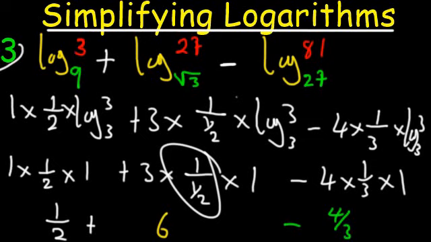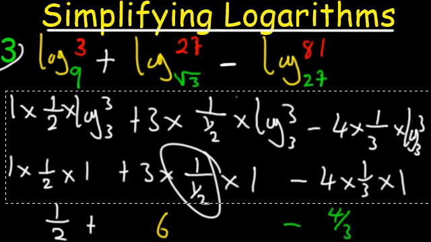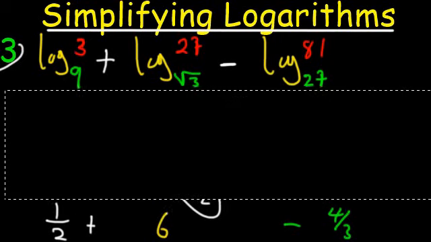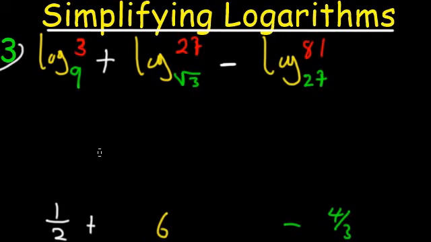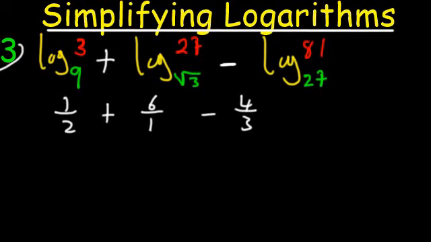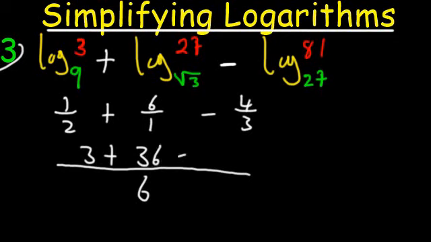Good. So at this point, we just need to find the LCM and solve for the final answer. Now we have 1 over 2 plus 6 over 1 and minus 4 over 3. So what should be our LCM at this point? We make use of 6 as the LCM. So if we make use of 6, 2 in 6 is simply 3, 3 times 1 is 3, plus 1 is 6, 6 times 6 is simply 36, and minus 3 in 6 is 2, 2 times 4 is simply 8.